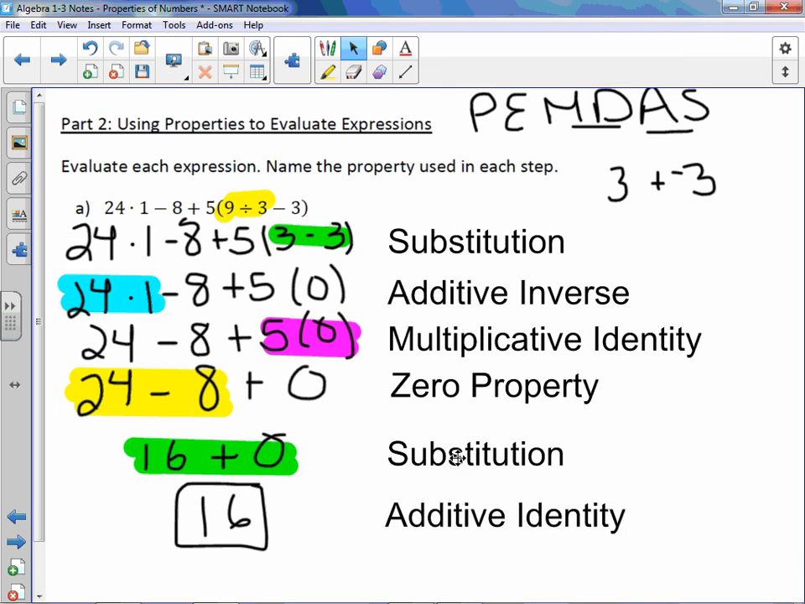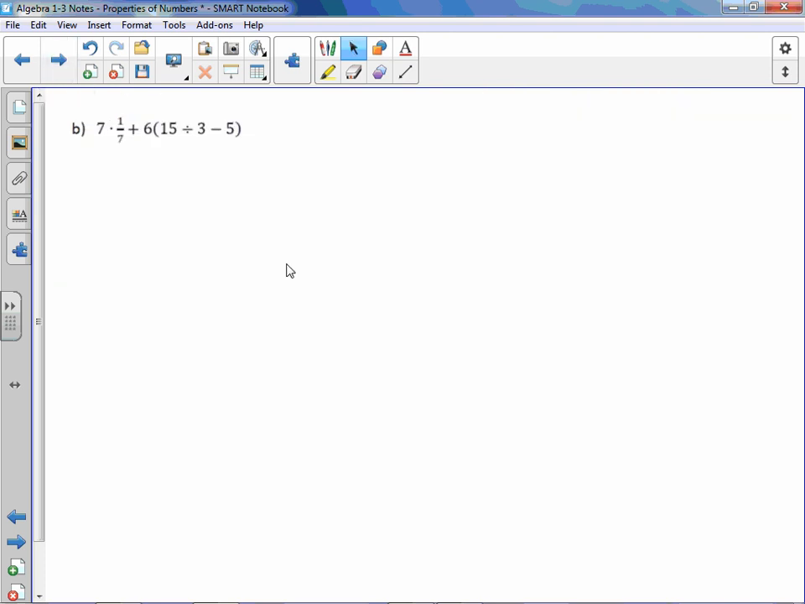So really, we've been using these properties and not really paying attention to them before. So we use properties all the time, especially when we are evaluating expressions or even solving equations. Let's try another one.